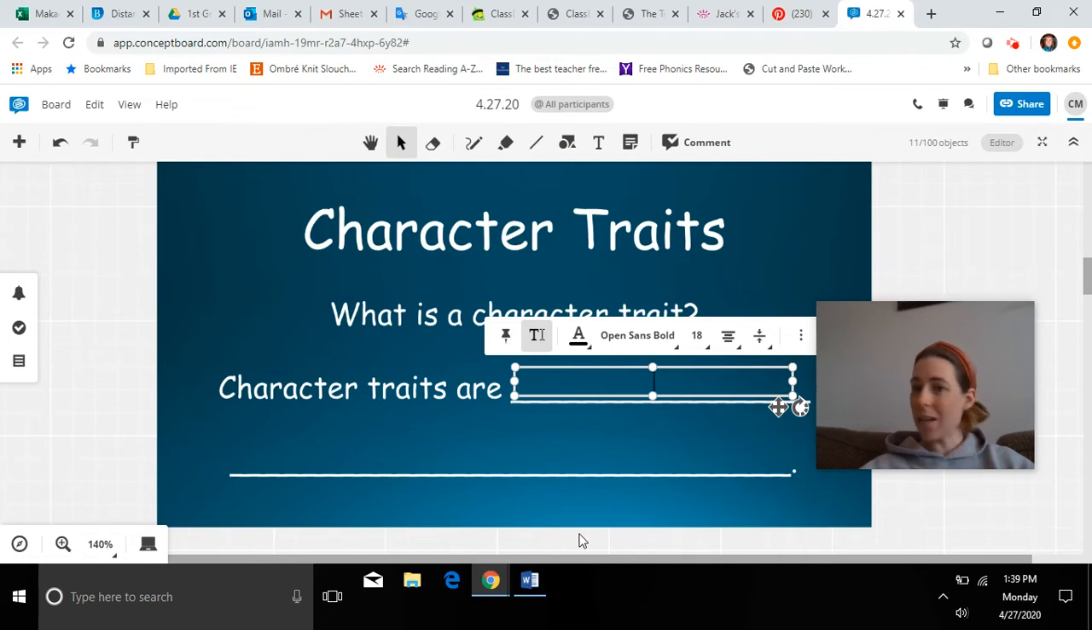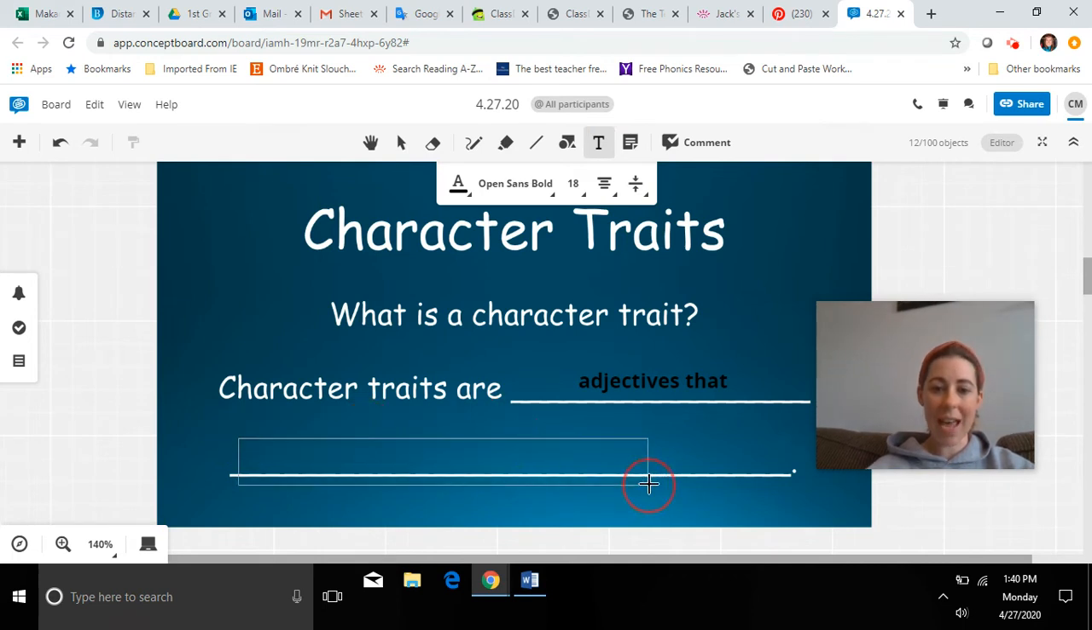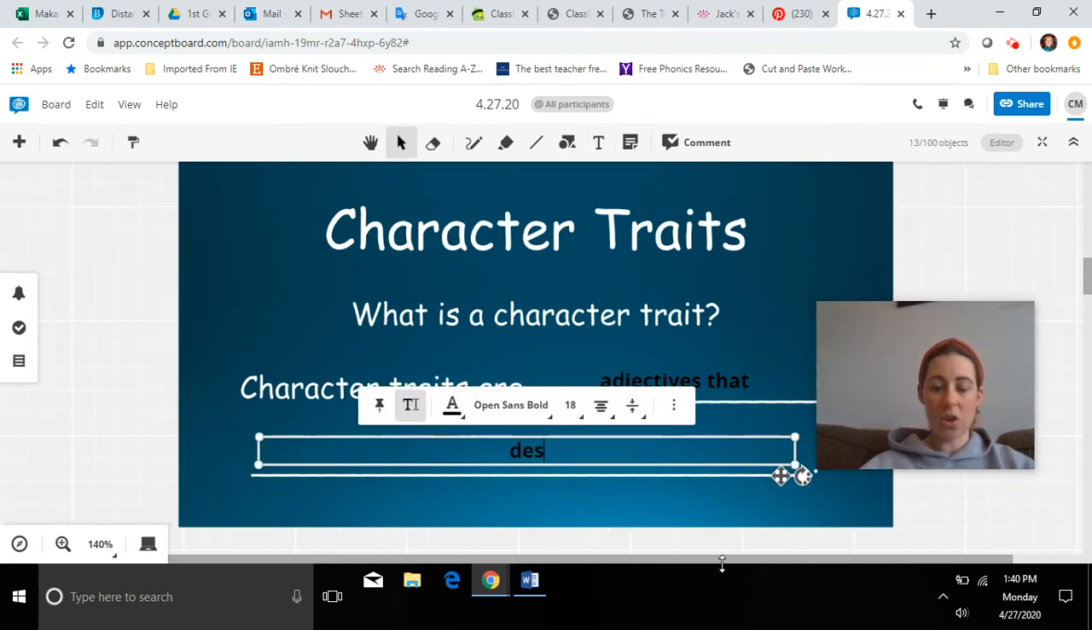Character traits are not nouns. They're not a person, place, or thing. They're not verbs. They're not an action or something someone is doing. They are an adjective. Character traits are adjectives that describe, let me fix this one second. Adjectives that describe what a character is like on the inside.